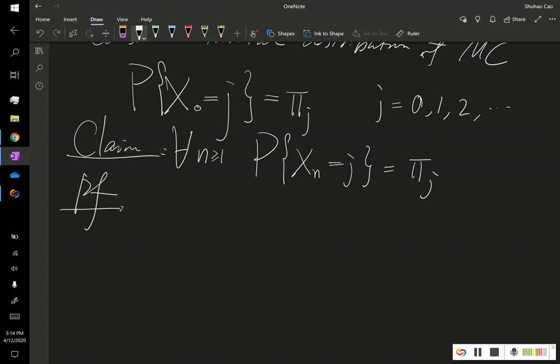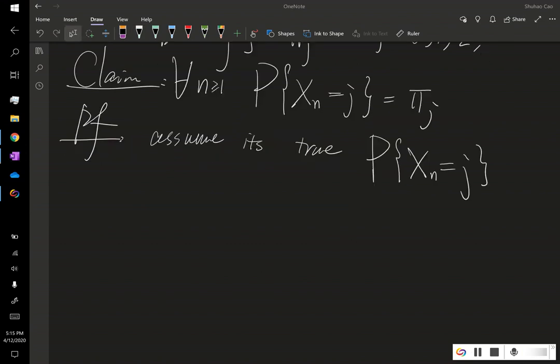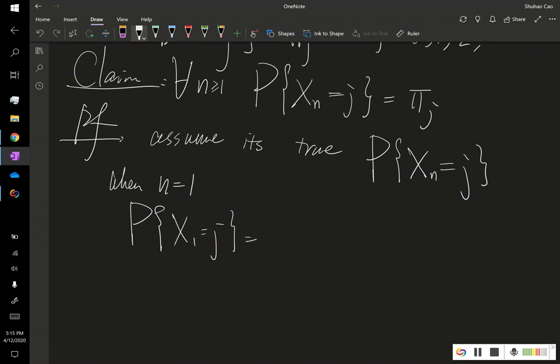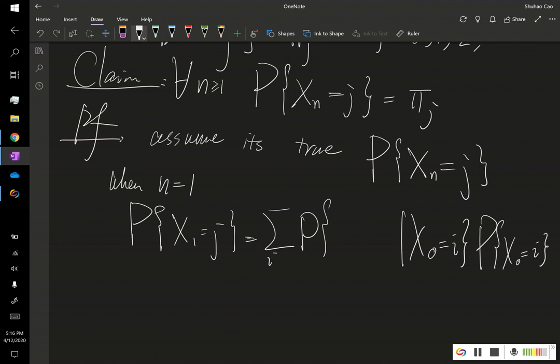very straightforward. It's by induction. Assume it's true for n. We can first verify the base case, which is when n equals 1: P(X_1 = j) is nothing but the summation over i of P(X_0 = i) multiplied by the probability of X_1 = j given X_0 = i, summed over all i's.